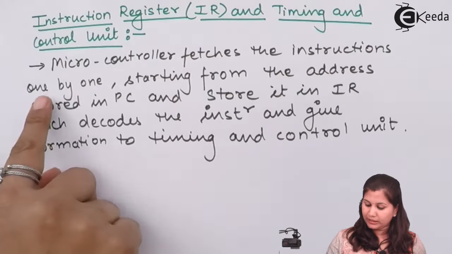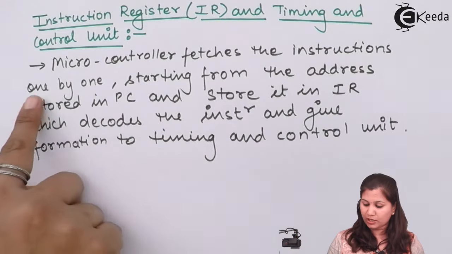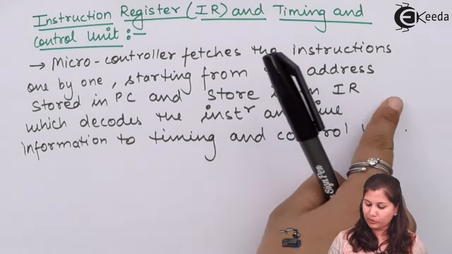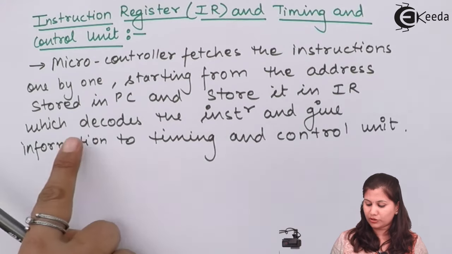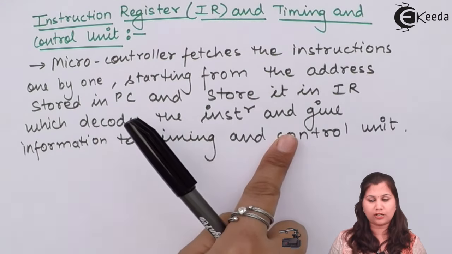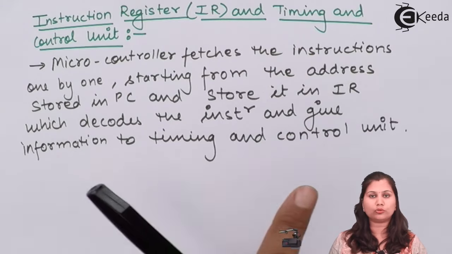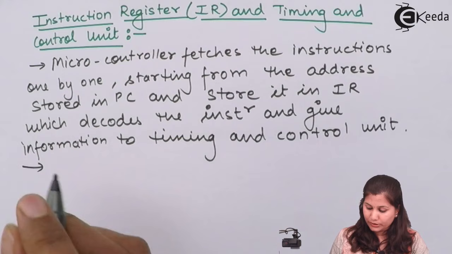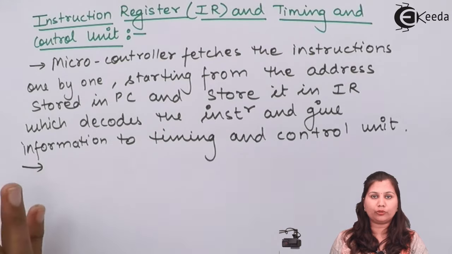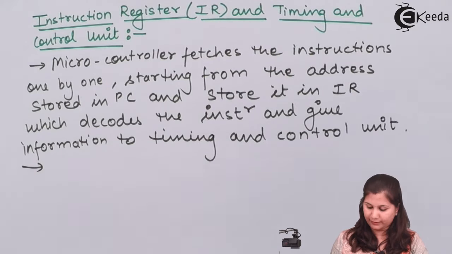So you can see here that the microcontroller fetches the instructions one by one, starting from the address stored in the program counter, and stores it in the instruction register, which decodes the instructions and gives information to the timing and control unit. And using this information, the timing and control unit generates the control signals.